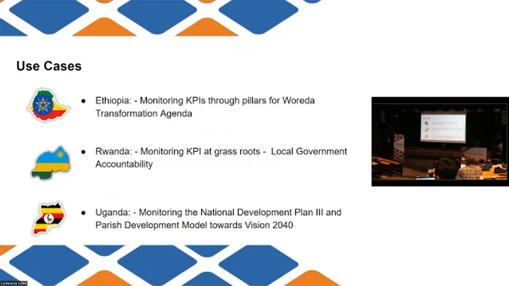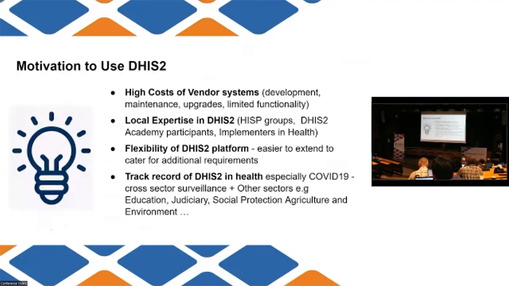So this is how DHIS2 now comes into the mix of all these things. As we talk, there are quite a number of systems, as we all know, in the different governments, so we have to exchange data between them, like from the finance system. So what motivated us to really use DHIS2 in these three countries, and again, even more that are coming?